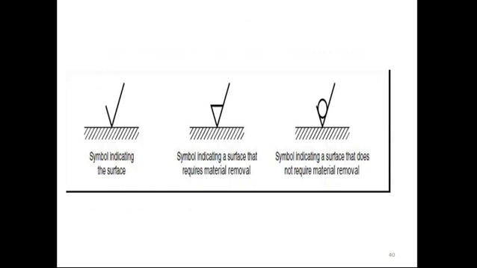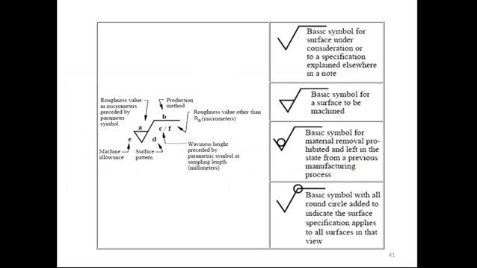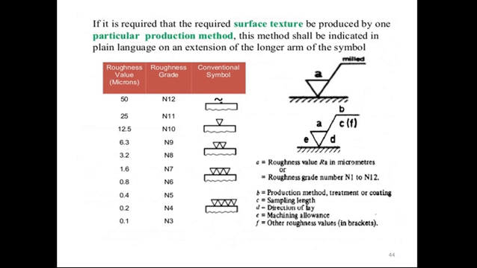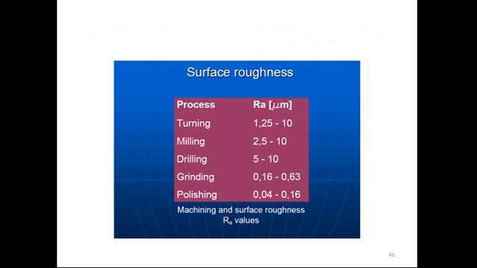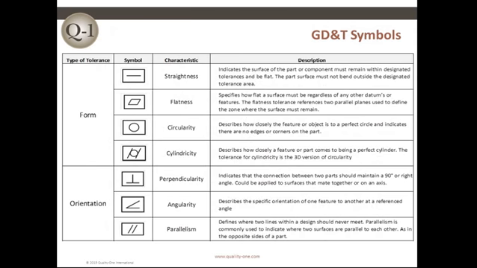Then we saw some examples of symbols and what kind of symbols we use. We also saw the process capability of turning, milling, drilling, grinding, and polishing operations, and what kind of Ra value we can achieve with these processes. Okay friends, till this point we have seen in our previous lecture.